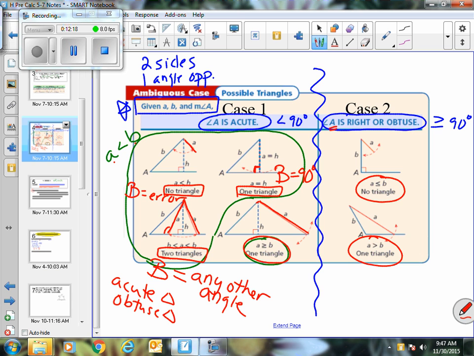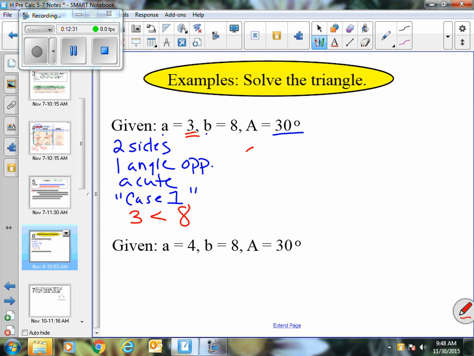I'm going to go back to my pictures here. If it's shorter, that means we're in this green bubble over here, the situation where A is less than or equal to B. It's going to be none, 1, or 2. How do I know which? I know it's one of these 3 possibilities, I just don't know which one yet. Well, you have to find that first angle that you can solve for and see what happens. See if you get an error, 90, or some other angle.